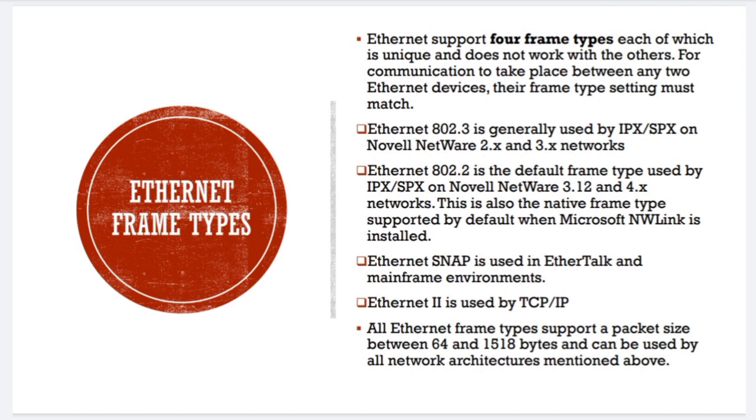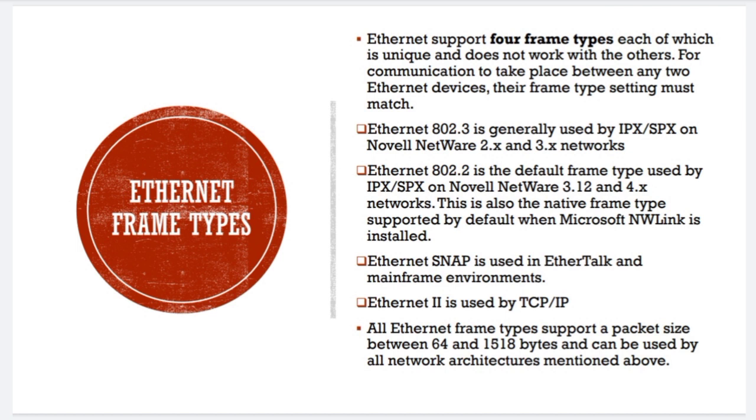Ethernet 802.2 is a default frame type used by IPX/SPX on Novell NetWare 3.12 and 4.x networks. This is also the native frame type supported by default when Microsoft NWLink is installed. The third one is Ethernet SNAP, used in EtherTalk and mainframe environments. And the last one is Ethernet II, used by TCP/IP.